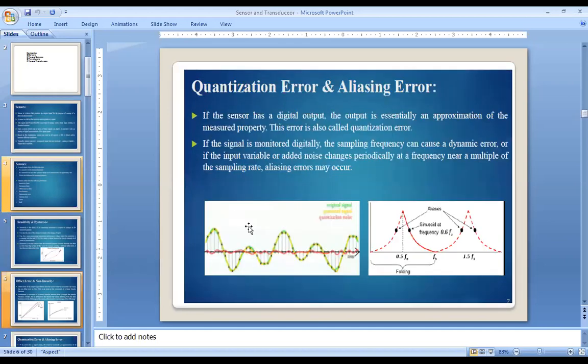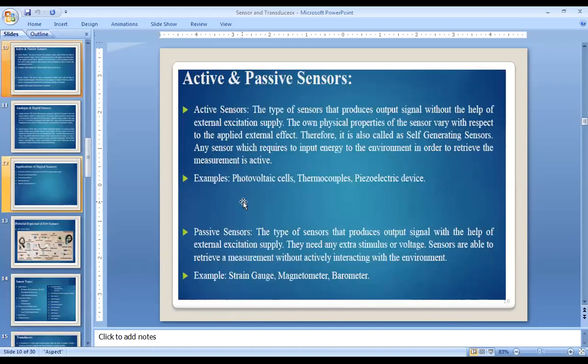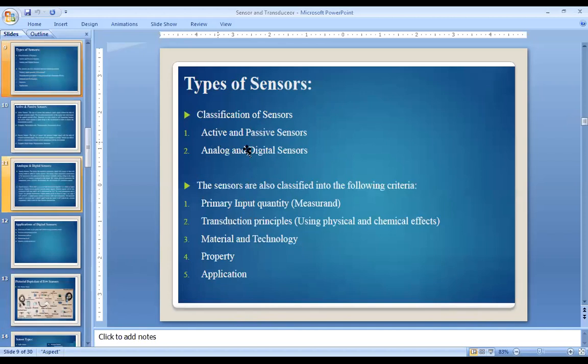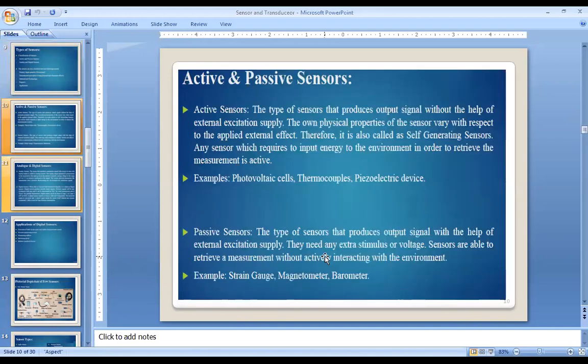Okay, so classification of sensors: active and passive sensors, analog and digital sensors. Based on the primary input, that means they are classified based on the primary input quantity, and based on the transduction principle, material and technology, property and application.